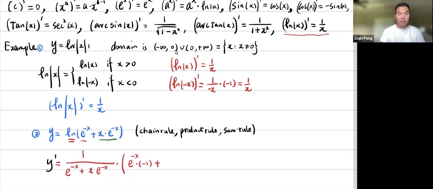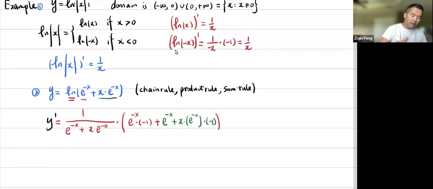Plus the derivative of this term here. We have to use the product rule. x prime is 1, so you get e to negative x plus x times e to negative x times -1. So that's how we differentiate this function that contains many terms. We can combine all the rules we have to differentiate such a function.